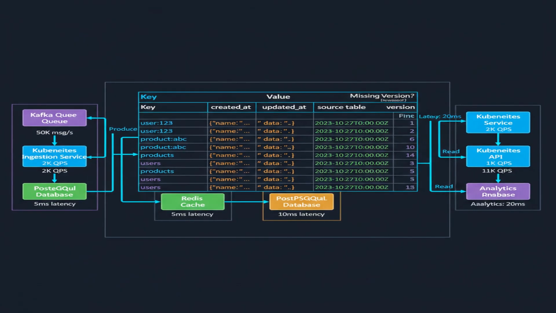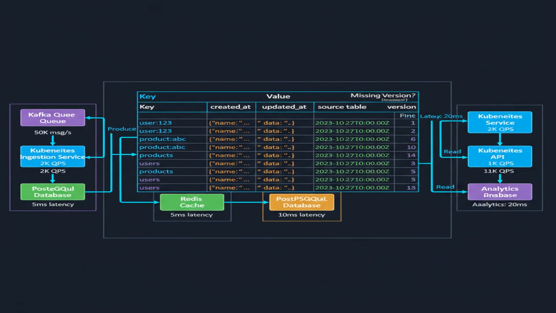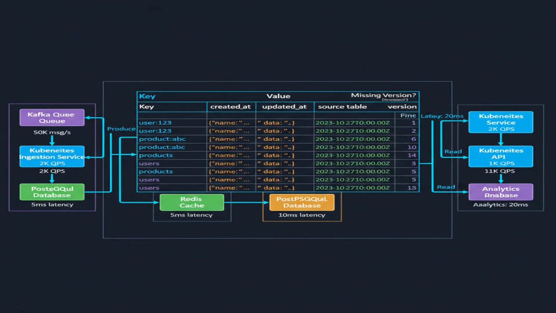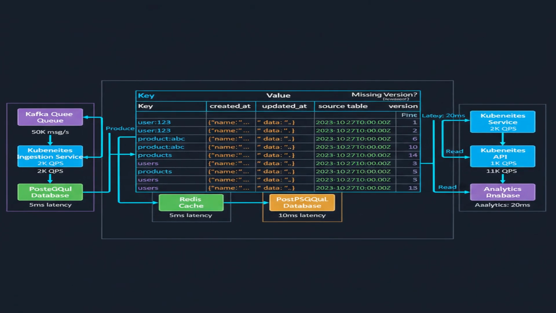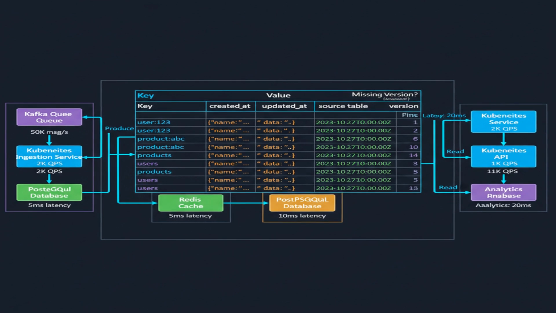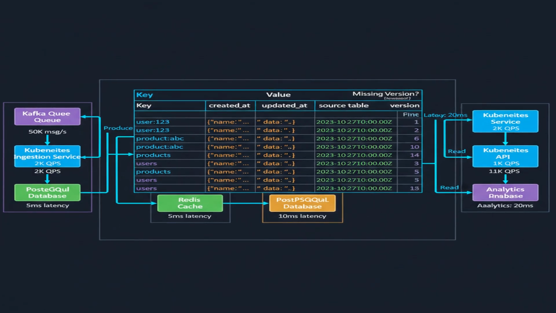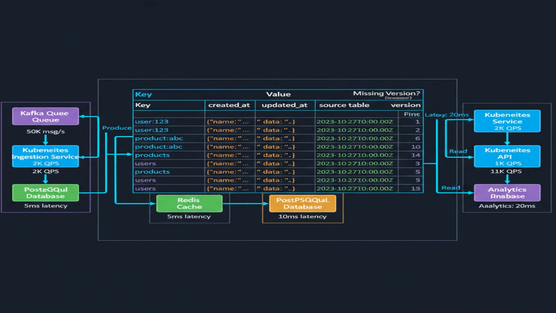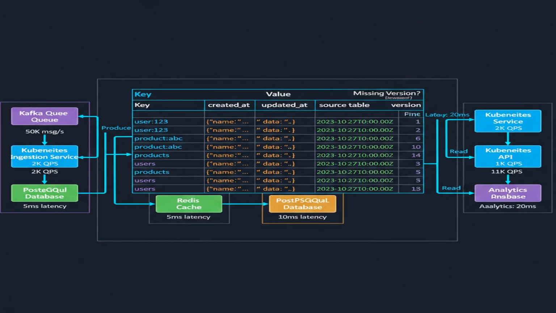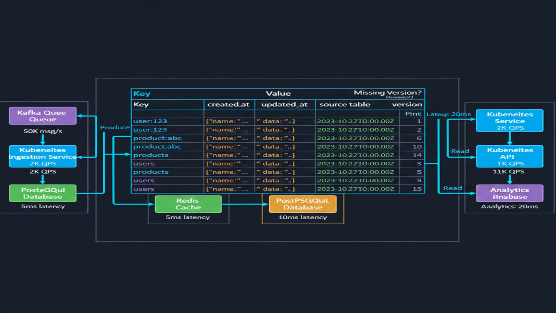Let's define the data model for our cache. We'll use Redis as our cache store. The schema is simple: key, string, and value, JSON. The key could be the user ID or product ID. The value is the cached data itself. We'll add audit fields like created at and updated at to track cache entry creation and modification times. For data lineage, we can include a source table field to indicate the origin of the cached data.